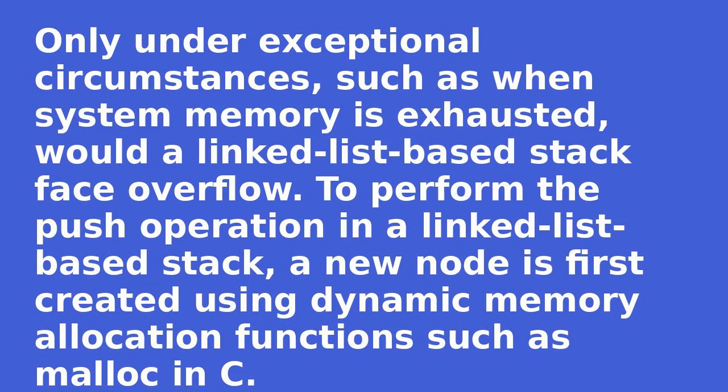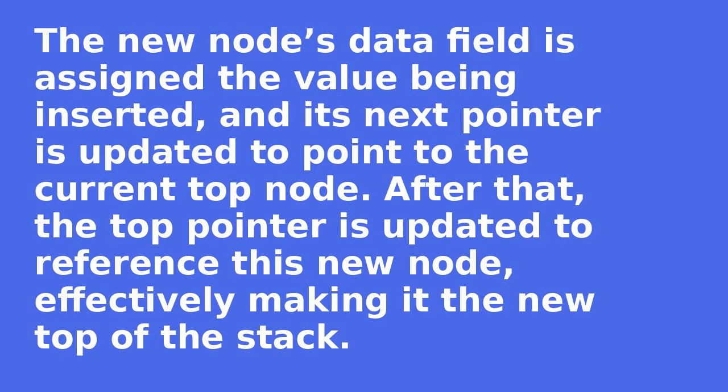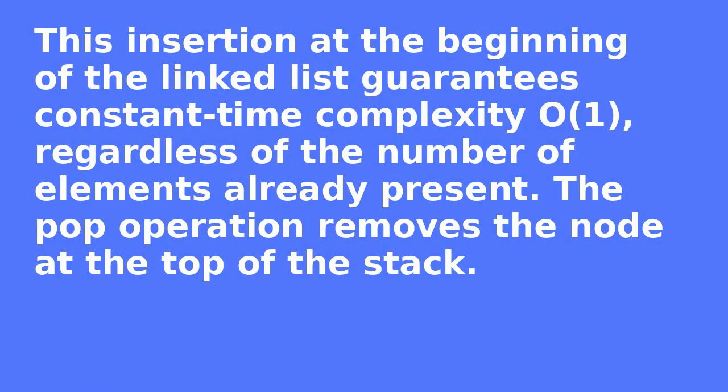To perform the push operation in a linked list-based stack, a new node is first created using dynamic memory allocation functions such as malloc in C. The new node's data field is assigned the value being inserted, and its next pointer is updated to point to the current top node. After that, the top pointer is updated to reference this new node, effectively making it the new top of the stack. This insertion at the beginning of the linked list guarantees constant time complexity O(1), regardless of the number of elements already present. The pop operation removes the node at the top of the stack.